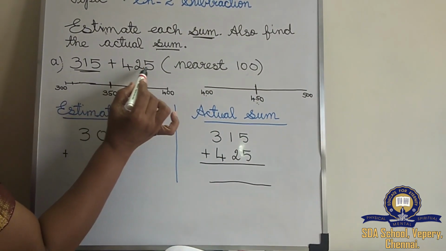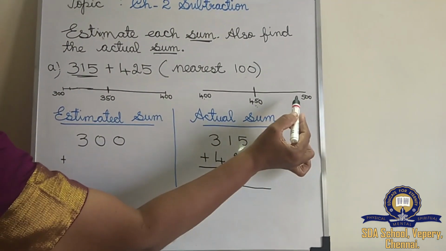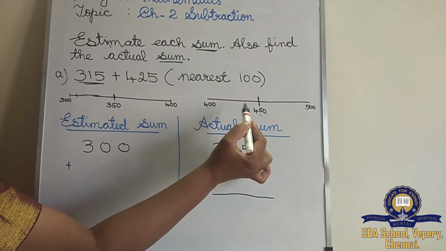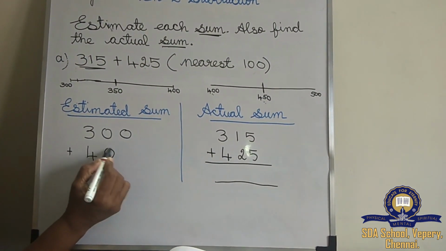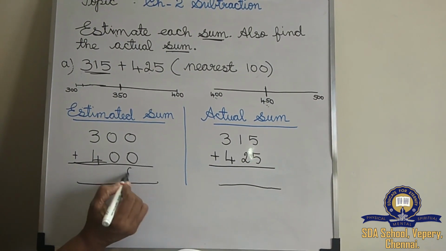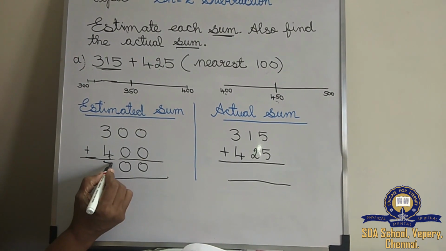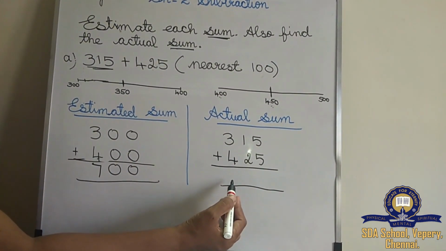See, here 425 is there. Will 425 come below 450 or above 450, children? Sure, it will come below 450, isn't it? So what's the nearest number? 400. So what you have to write? 400. So what's the answer? 0, 0, 0, 0, 0, 0. And 3 plus 4, how much will come? 7. So 700. And what's the actual sum you have to write?